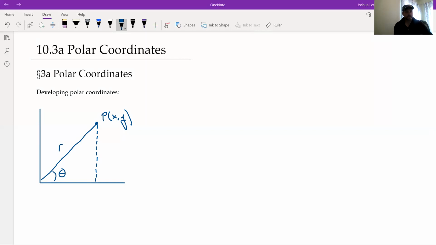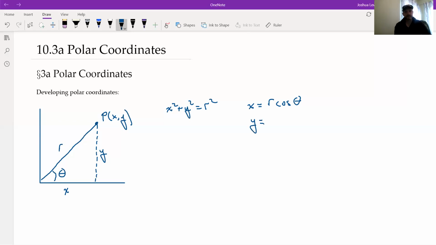But notice a few things. First thing to notice is that this distance down here is x, and this distance here is y. And so we have a simple Pythagorean theorem, right? x squared plus y squared equals r squared. And what about the angle theta? Well, let's think about what x is, right? We could say that x is, well, r cosine theta, because after all, cosine is adjacent x over hypotenuse r.